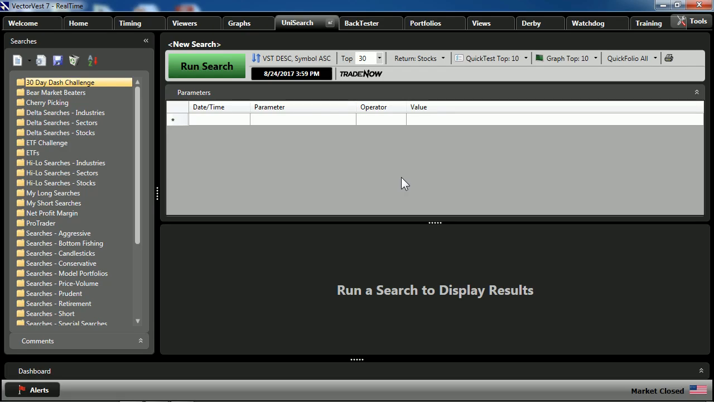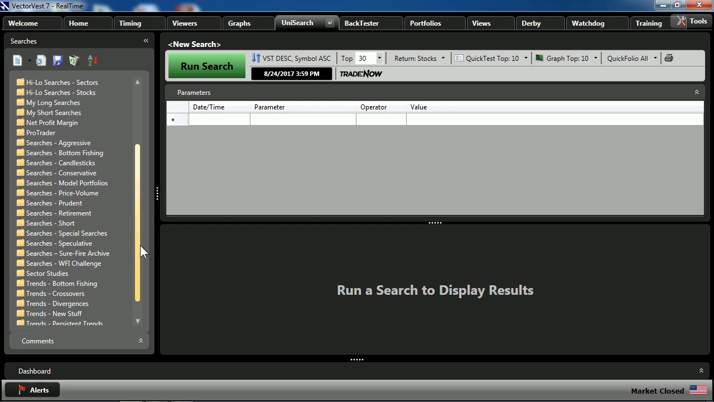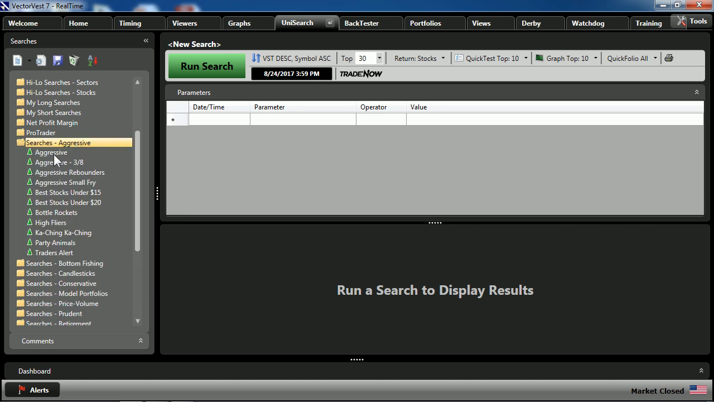So again, last week Steve gave you guys a nice tour of the UniSearch tool, and I'm going to move over to our search directory over on the left hand side. And if you're new to VectorVest, this is the best place to start. We break down the directory very specifically, right? I've talked about the aggressive trader and the types of stocks that they look for.